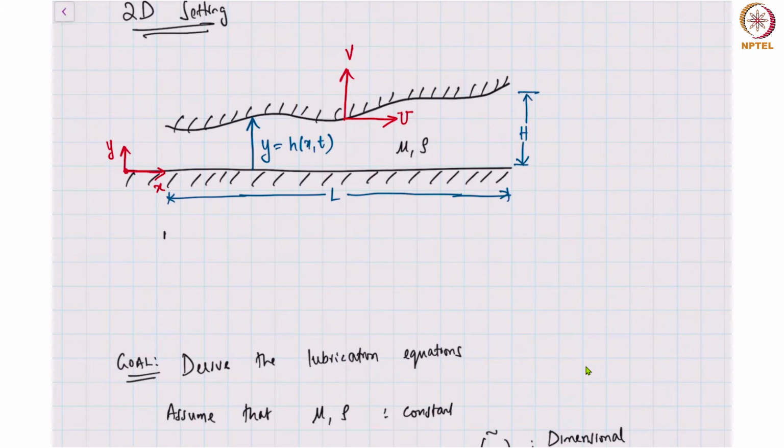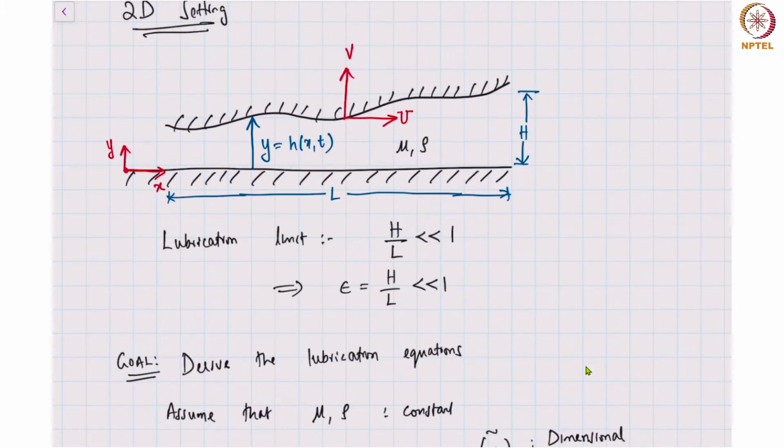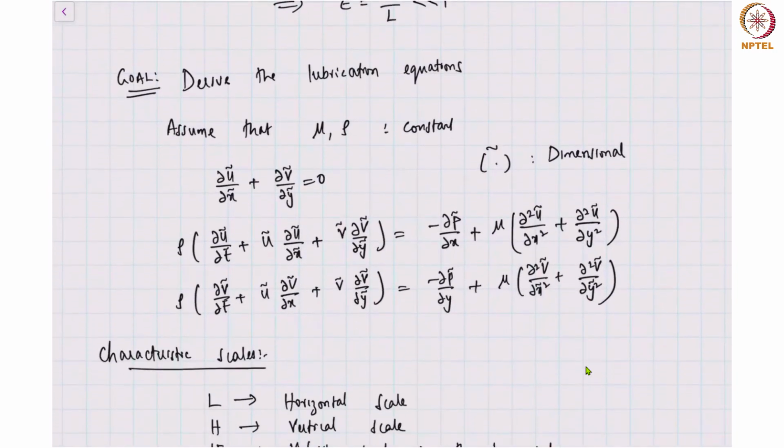I'll call it the lubrication limit, or the lubrication approximation, is when h by L is very, very small. So the thickness is much smaller than the horizontal width. In other words, we will define a parameter epsilon, which is h by L, and we say that this parameter is very small. Now we will see how this parameter naturally enters our non-dimensionalization.